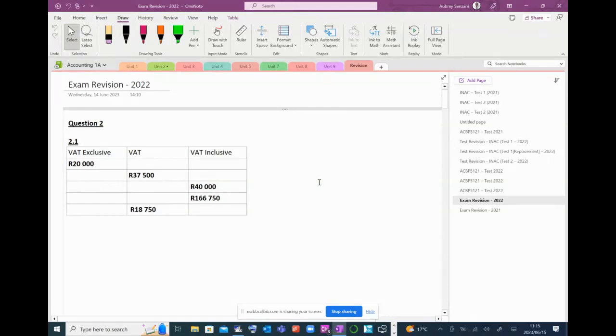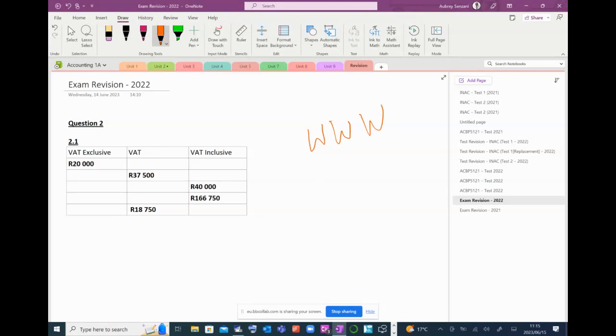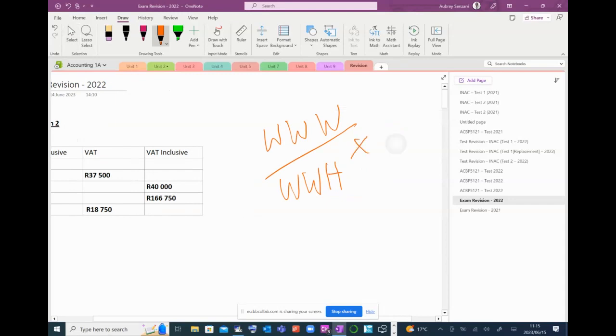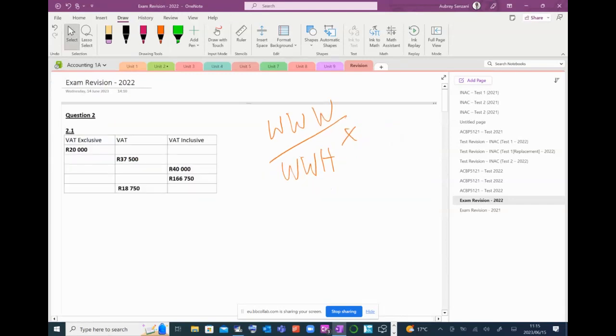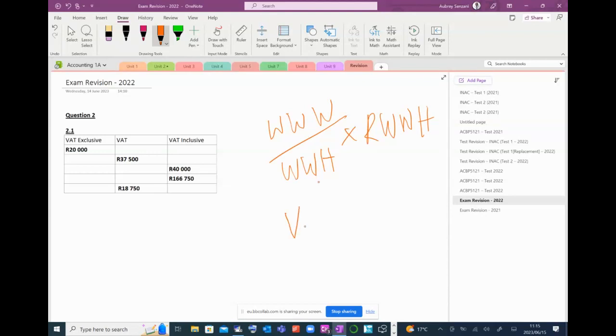So this is actually a golden opportunity for you guys to see our formula in action. So let's go back. What we want divided by what we have, times what we have, the random amount. So to get the VAT amount, remember the VAT amount is 15%. You guys recall this?